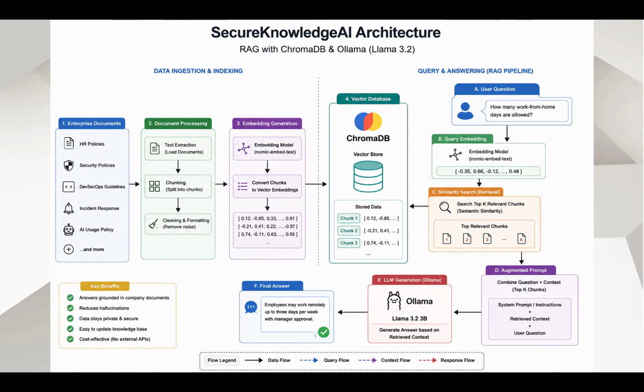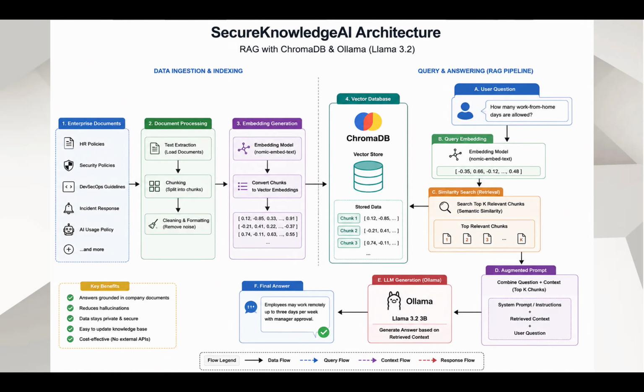And large language models alone are also not enough because they don't know company policies. They can hallucinate, which means producing false information. They don't have access to private documents. So this is where RAG helps.